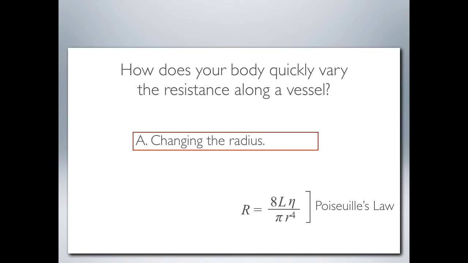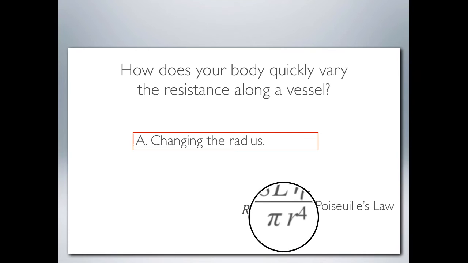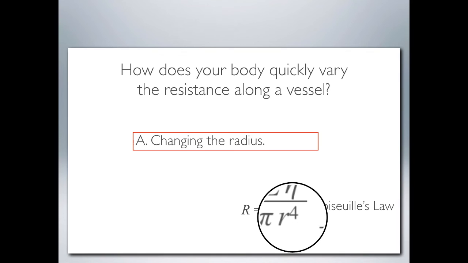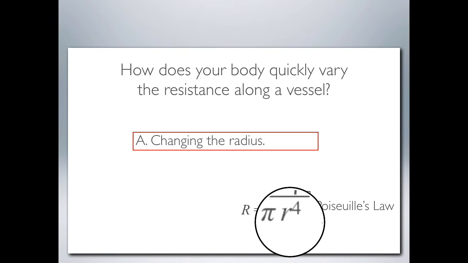So the correct answer is A, change the radius. Most of you got the right answer. Note something here. When we talked about continuity, what mattered was the total cross-sectional area of all capillaries. But if you're taking a bolus of liquid and you're forcing it through like a strainer or a bunch of very small vessels, then it's the radius of the individual vessel that matters. So this R, it doesn't really matter how many other vessels there may be. All that matters is the individual radius, right?